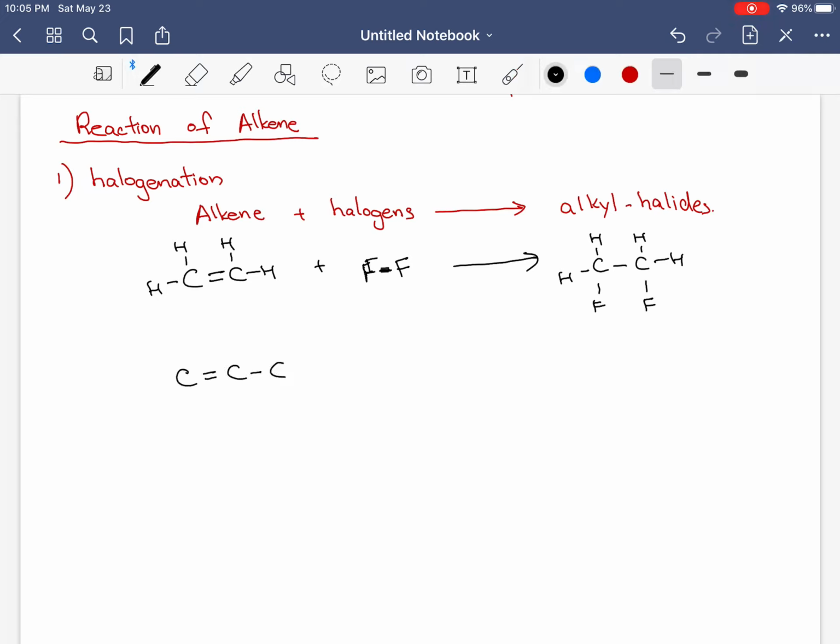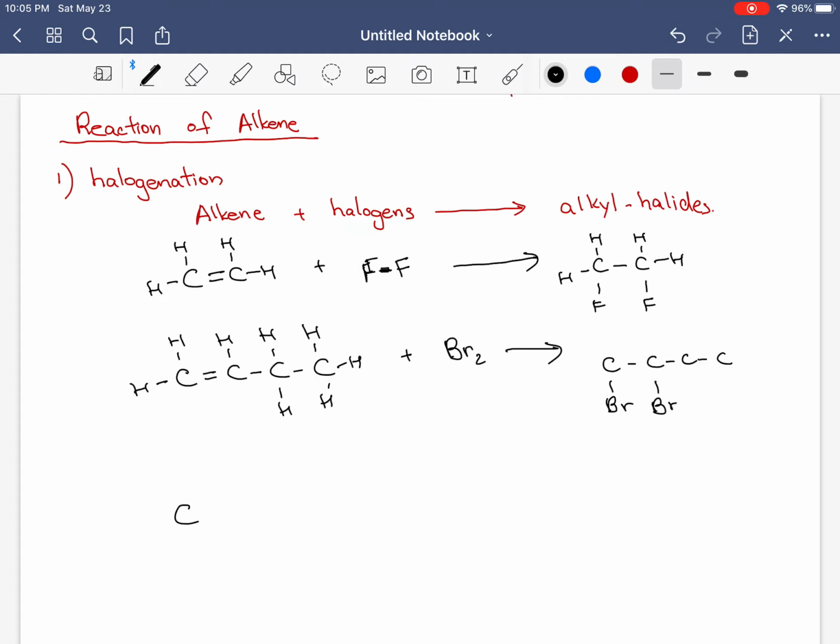Like, if I were to take 1-butene and react it with, let's say, Br2. Again, same idea. This is going to break, and what you're going to get, of course, is this little compound right here, which I'm going to stop drawing hydrogens for. You're going to get that.